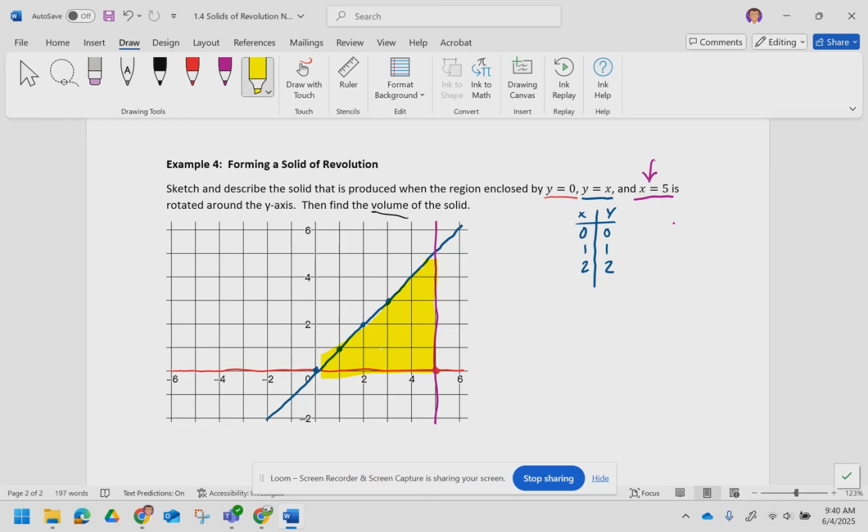So it's this triangle. Now what we need to do is rotate it around the y-axis. So I'm going to start my half circle. That'll then come back up. And a similar thing is going to happen down here. And we'll do this one dotted.